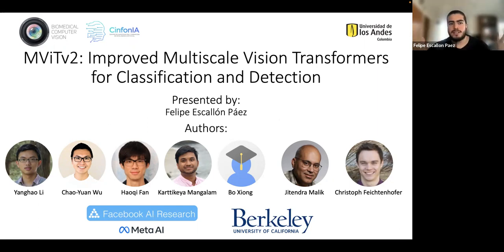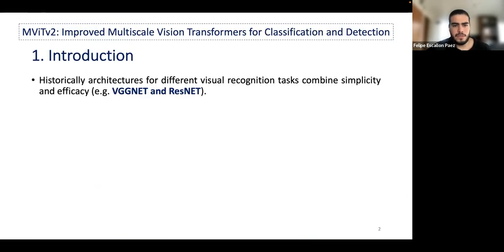So what they basically did in this paper was to take the one they already proposed, that is the multiscale vision transformer, and make a couple of improvements to reduce the computational power needed and to improve the performance.